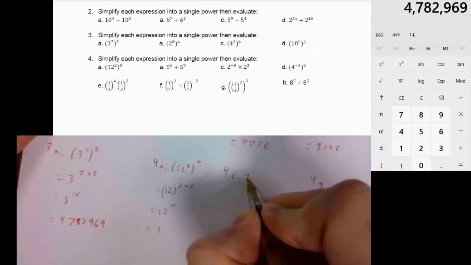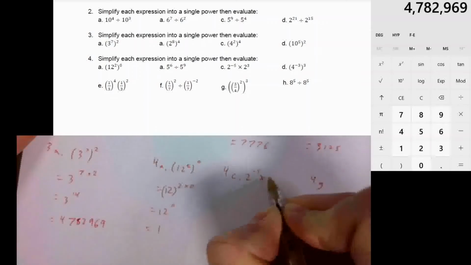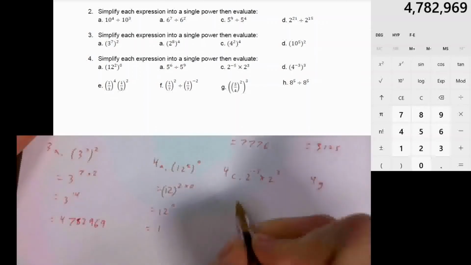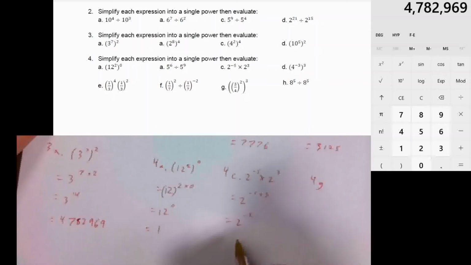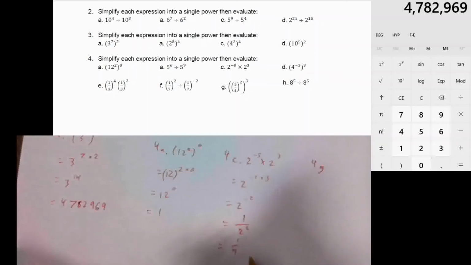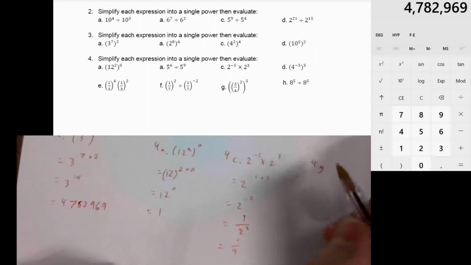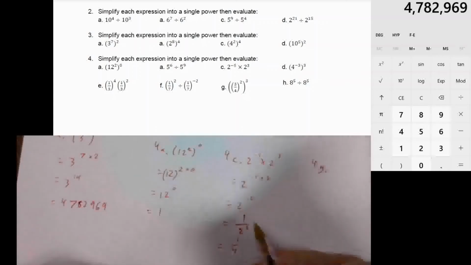For 4C, I have 2 to the negative 5 times 2 to the power of 3. In this case, it's 2 to the negative 5 plus 3, which is 2 to the power of negative 2, which I would express as a fraction, 2 to the power of 1 over 2 to the power of 2, which is 1 over 4. You would not express that as a decimal. For this one, it's fine because it's a terminating decimal, but in general, I want you to express those as fractions.